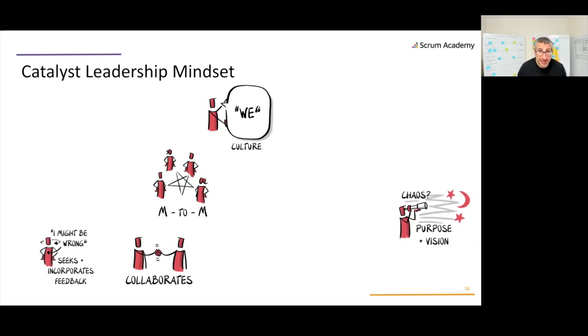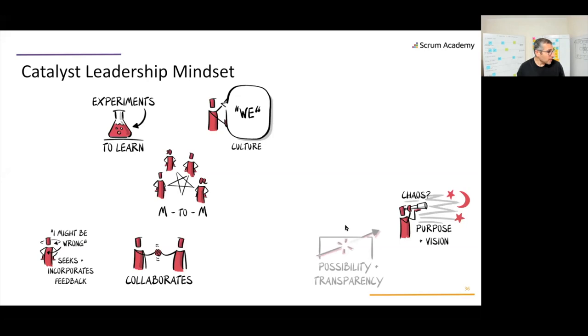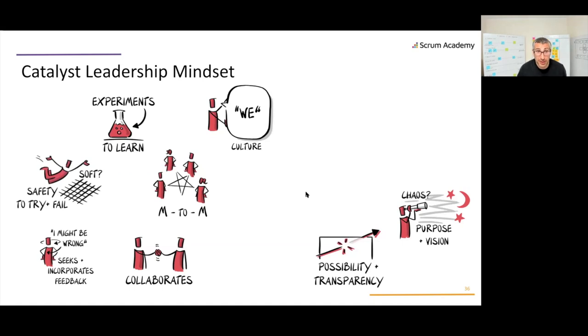And they really demonstrate that other people can influence the decision-making, even if the leader takes the decisions, right? They create an environment of learning and experimentation. They create transparency and possibility. And they create an environment of safety, because without safety, probably people are not going to experiment really, right?